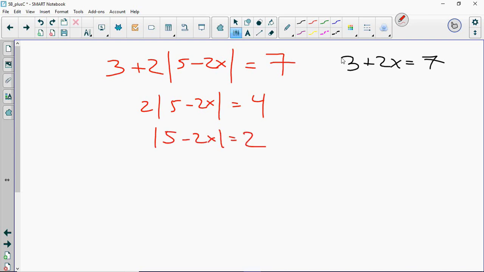And now I have an absolute value just like before, and you can do the work for this one yourself. You'll find out that the two solutions are 3 over 2 and 7 over 2.